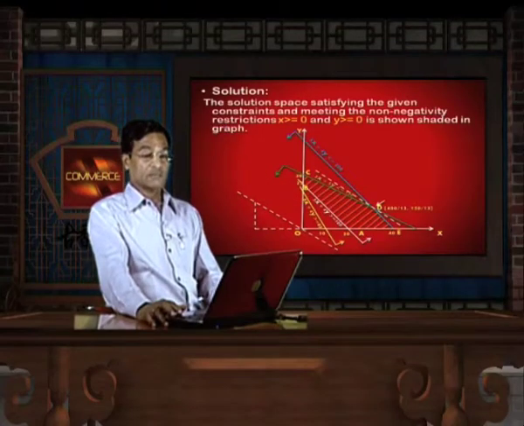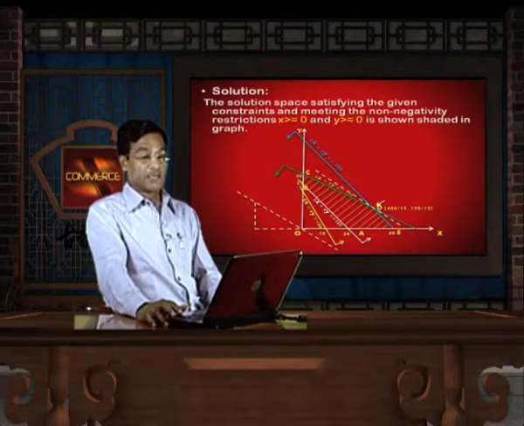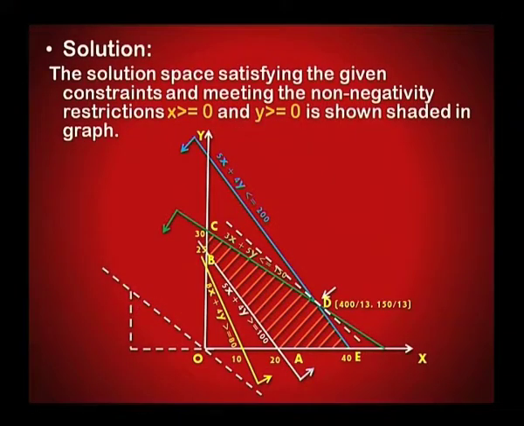Its solution is, the solution space satisfying the given constraint and meeting the non-negative restriction x greater than 0 and y greater than 0 is shown in the shaded area in the graph. Here in this graph, the colored line represents the restrictions and the feasible region A, B, C, D gives the solution. The dotted line represents the objective function at z equal to 0. We move this parallel to itself and find the maximum value of z at D.